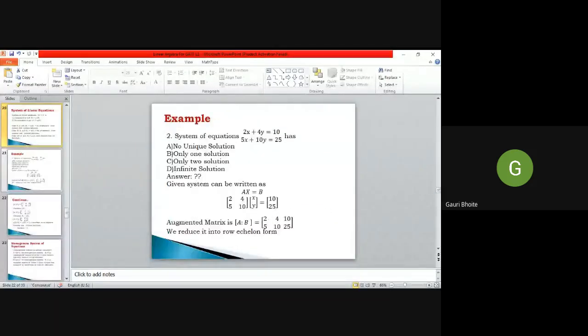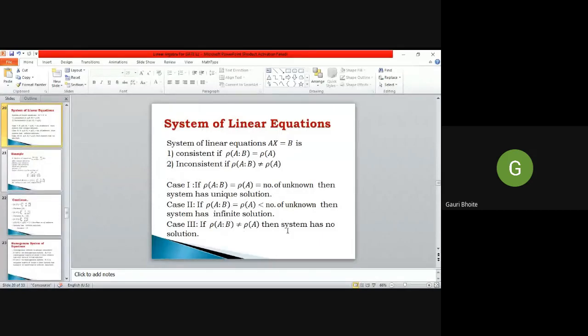Yes, Shivam Sutar, good. Now it has a unique solution if rank of AB is equal to rank of A, which is equal to the number of unknowns. If rank of AB is equal to rank of A, but strictly less than the number of unknowns, then it has infinite solutions. And if rank of AB is not equal to rank of A, the system has no solution. Understand?